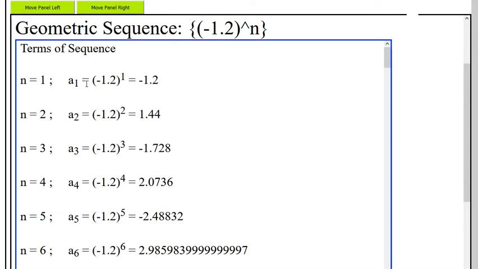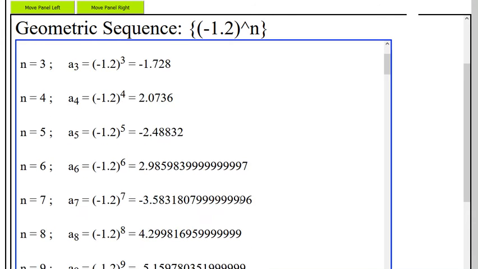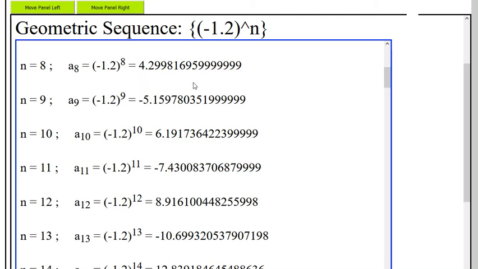When n is 1, we get -1.2 to the first, which is -1.2. When n is 2, we get -1.2 to the second, which is +1.44. When n is 3, we get -1.2 to the third, which is negative. So the sequence is going to go negative, positive, negative, positive, negative, positive. And here's the rest of it. But notice that in terms of absolute value, it's getting larger and larger and larger.